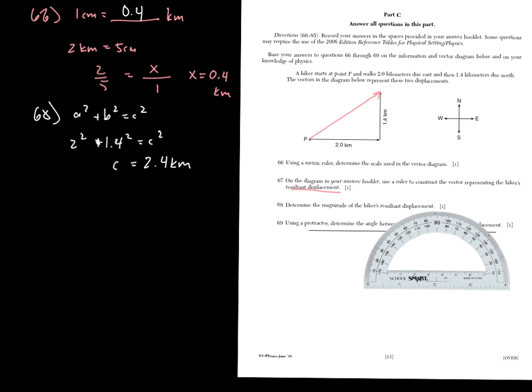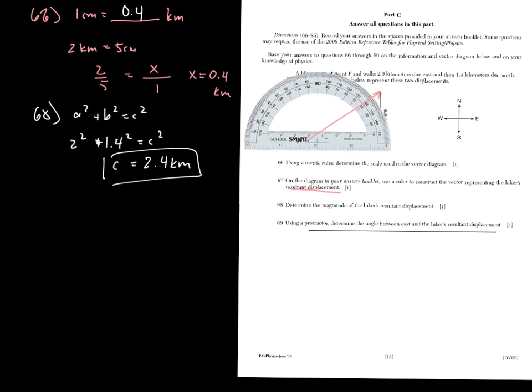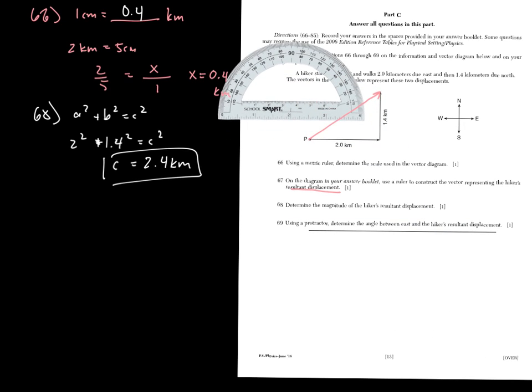You are allowed to be within a range. You don't have to get these exact answers. Same with 66. They do have a scale or a range in which you're allowed to be within. So you may not get the exact answer, but as long as you're close enough, they will give you the point. All right, so that's our answer for 68, just 2.4 kilometers. 69, now you're going to use this protractor to determine the angle. So let's line it up here. See this right here? You're going to line it up.